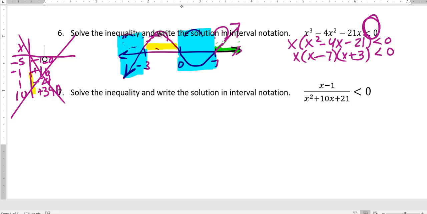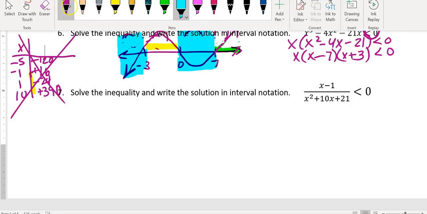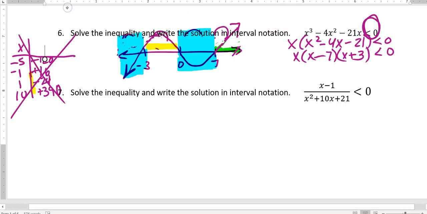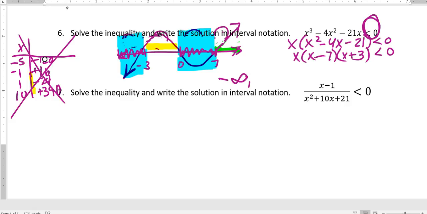But do you see, just graphically, I can see it's below the x-axis, right? So the way we describe that is we use the axis. We say that's from here to here. So our solution is going to be negative infinity to negative 3. Now, since it's a less than, it doesn't have an equal there, we're going to put a parenthesis. If it were less than or equal, we'd use a bracket. And then from 0 to 7.